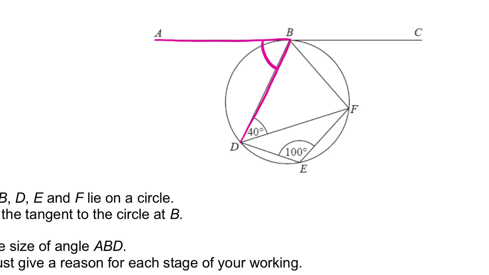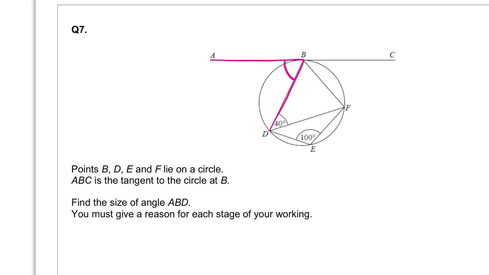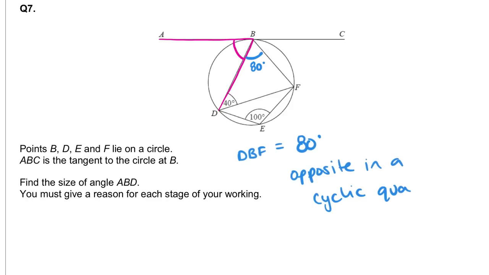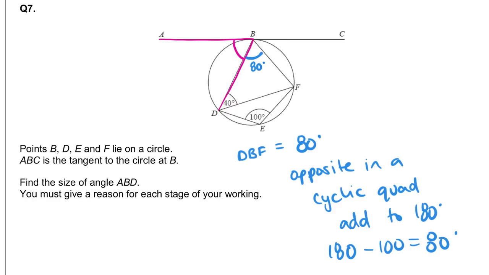Okay, so what do I know? For sure, what I know is that this angle here, this blue angle, is 80. How do I know that's 80 degrees? Because, okay, so I'm going to put angle DBF equals 80 degrees. And that is because opposite angles in a cyclic quadrilateral add to 180 degrees. And 180 minus 100 is, in fact, 80 degrees.